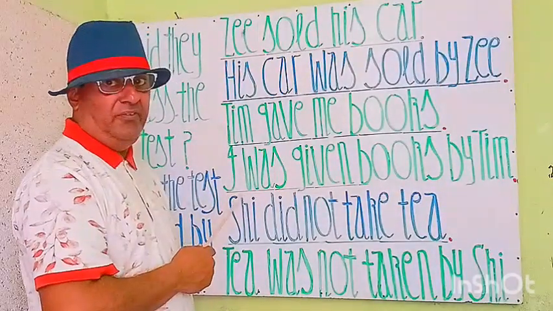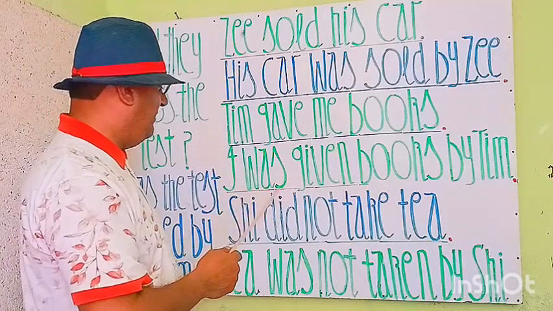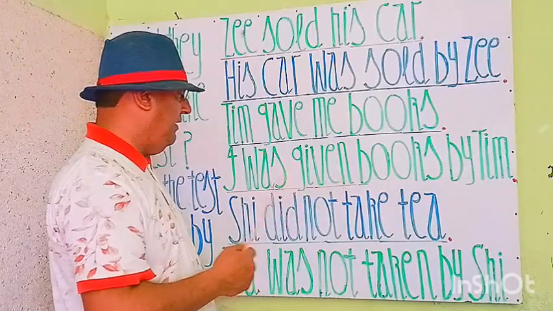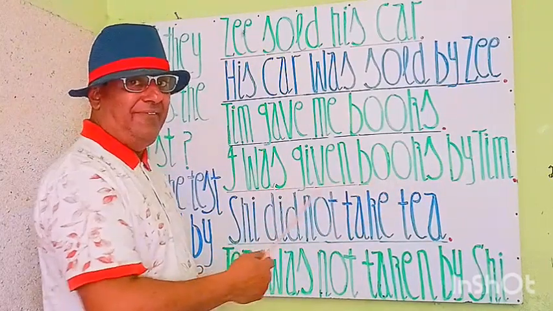It's a singular pronoun and a subject. So we will add was. And third form of verb given. I was given books.